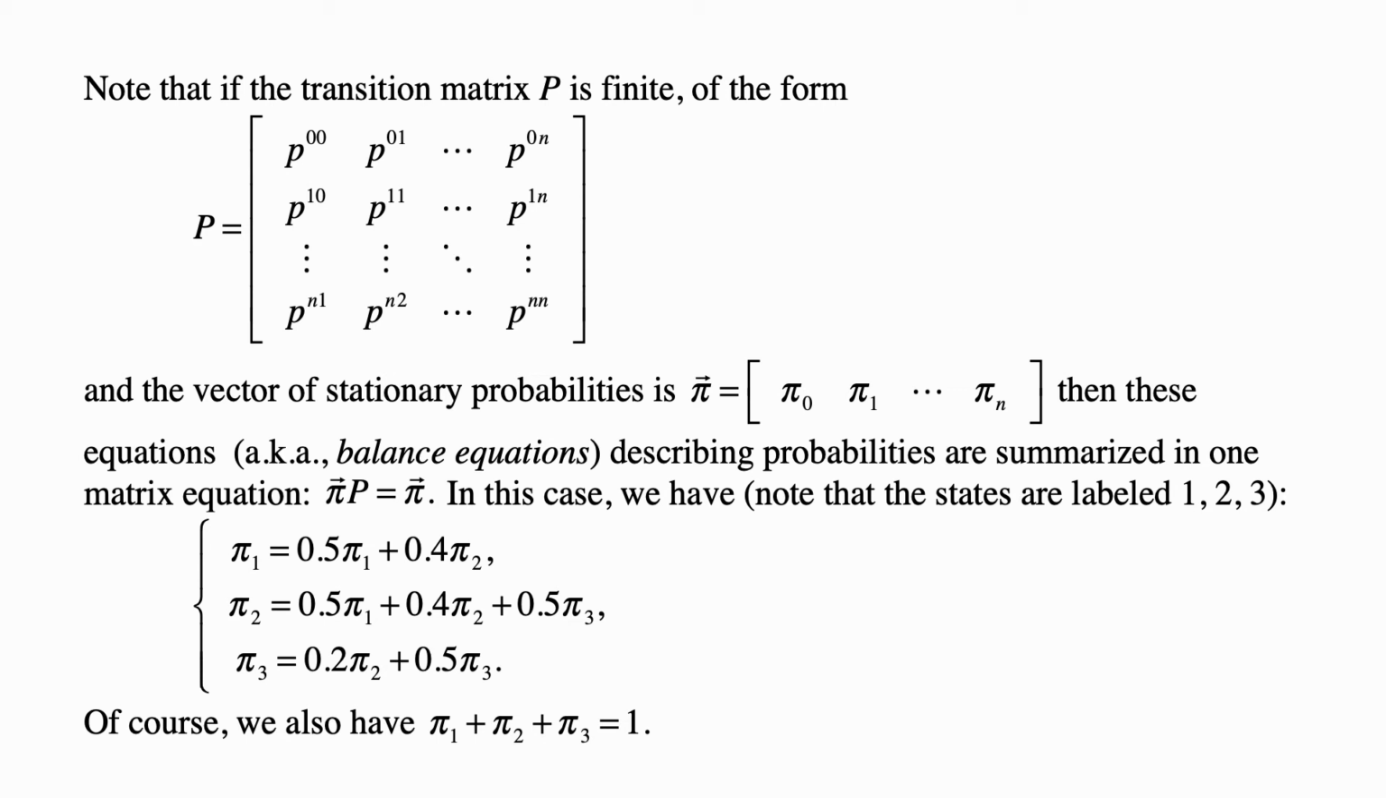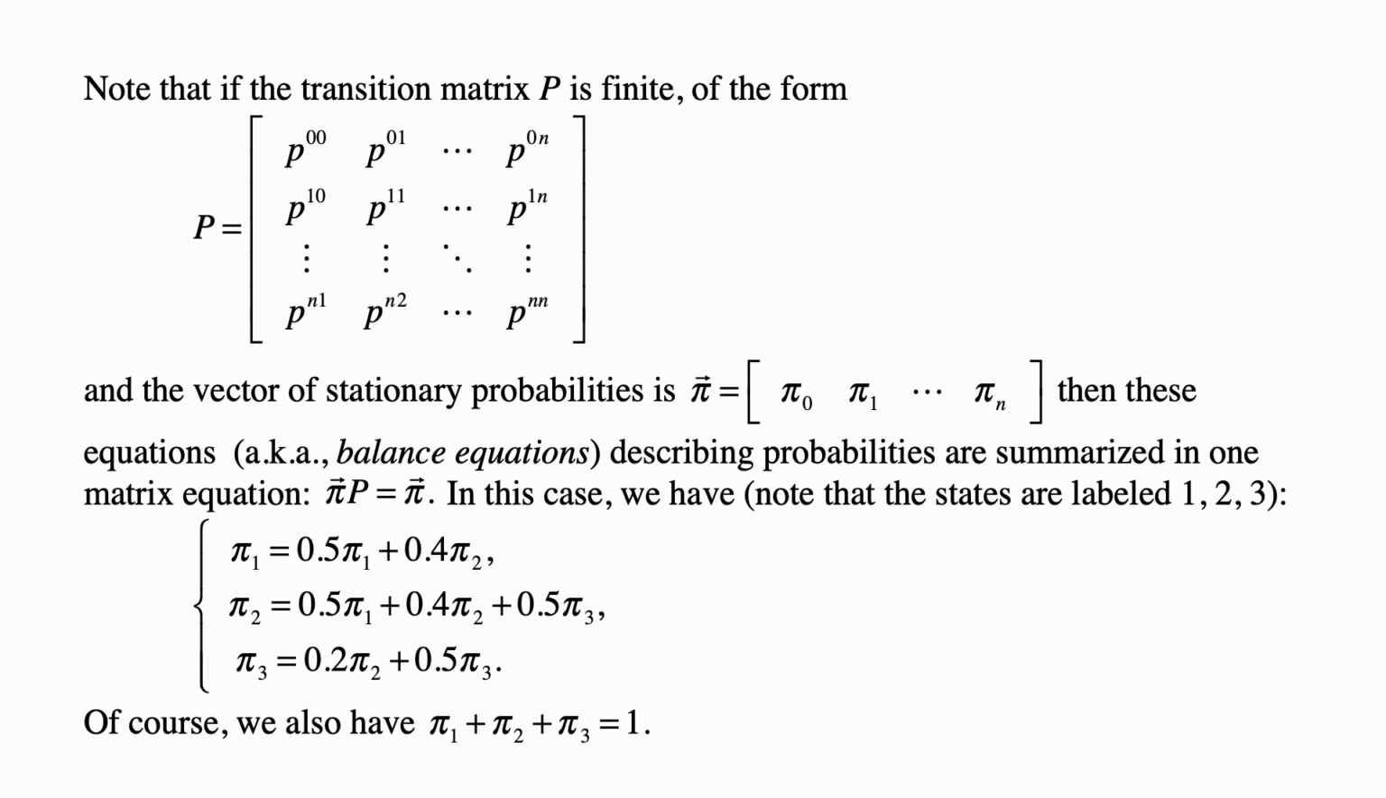And the balance equations are pi 1 equals 0.5 pi 1 plus 0.4 pi 2. Pi 2 is equal to 0.5 pi 1 plus 0.4 pi 2 plus 0.5 pi 3, and pi 3 is equal to 0.2 pi 2 plus 0.5 pi 3. Of course, we also have pi 1 plus pi 2 plus pi 3 equals 1. And this is something to remember, that the balance equations are always linearly dependent. We can't say, oh, we have three equations, we're going to solve the system of balance equations and get the answer. No, they're always linearly dependent.